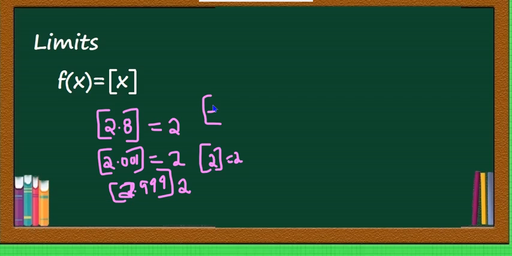If you take a negative real number, what is box minus 3.6? Box minus 3.6 is equal to minus 4, because minus 4 is the greatest integer less than or equal to minus 3.6. You already studied this in the previous lesson, and this is the greatest integer function. And let us find the limit of the function as x tends to a particular integer.